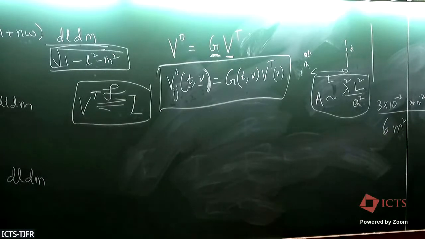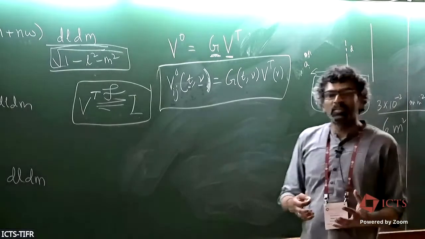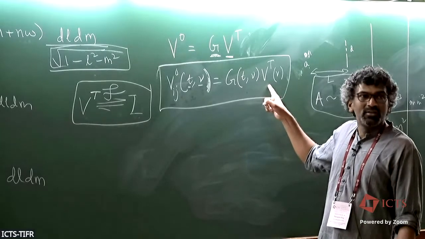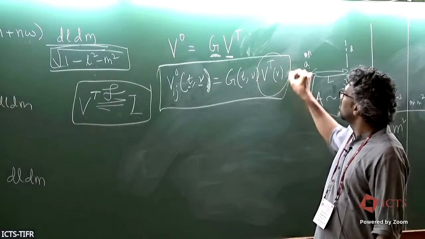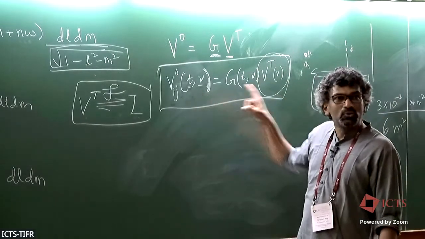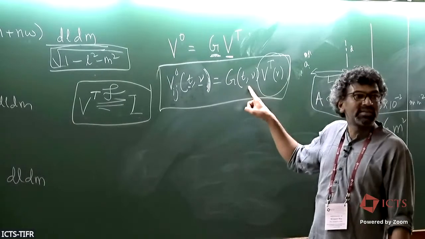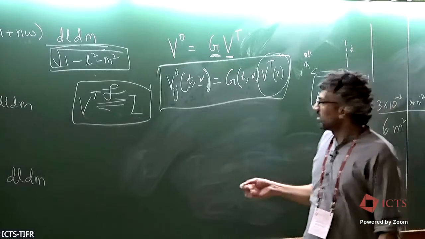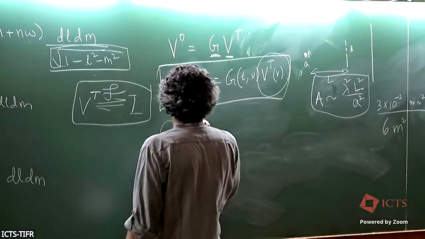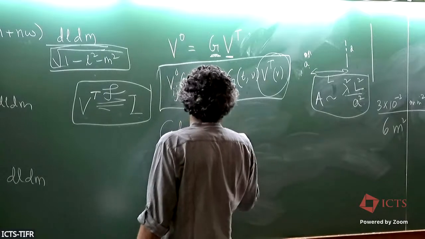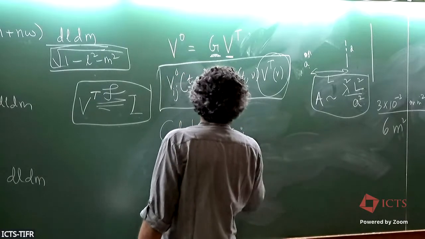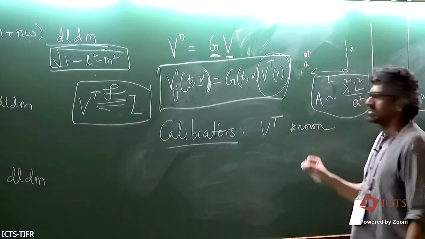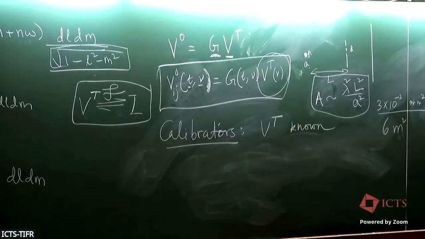Okay, and the only way you can do it is if you have some way of knowing this thing for another source. Then you can say, for some sources I know this thing, I will observe this and use both of these to estimate what my gains are. Those are your calibrators. So what are my calibrators? Calibrators are basically sources where your true visibilities are known. If I know the true visibilities, that is what I will call a calibrator.